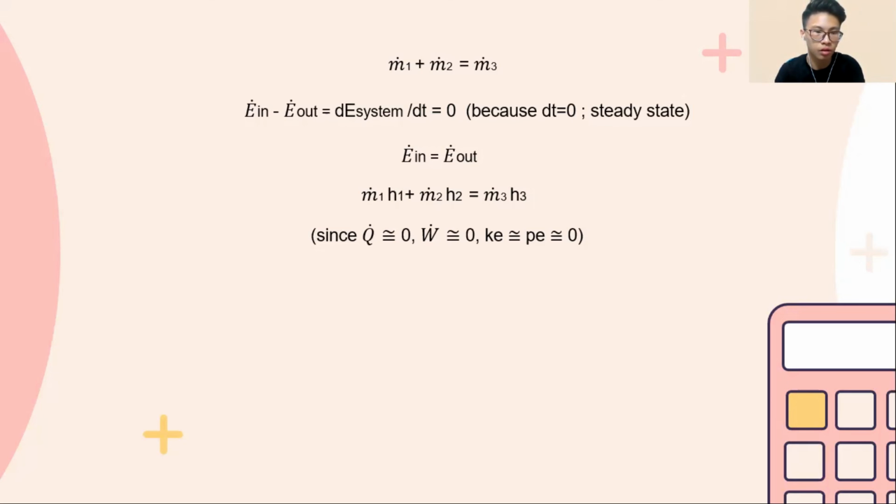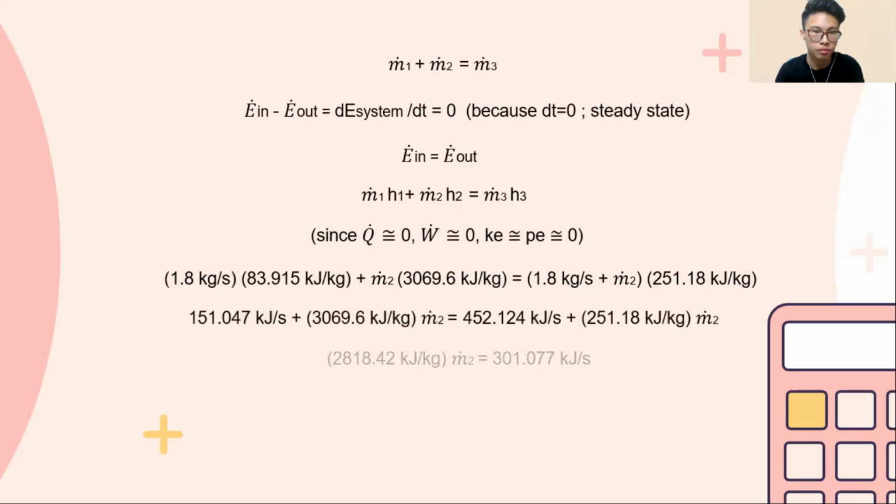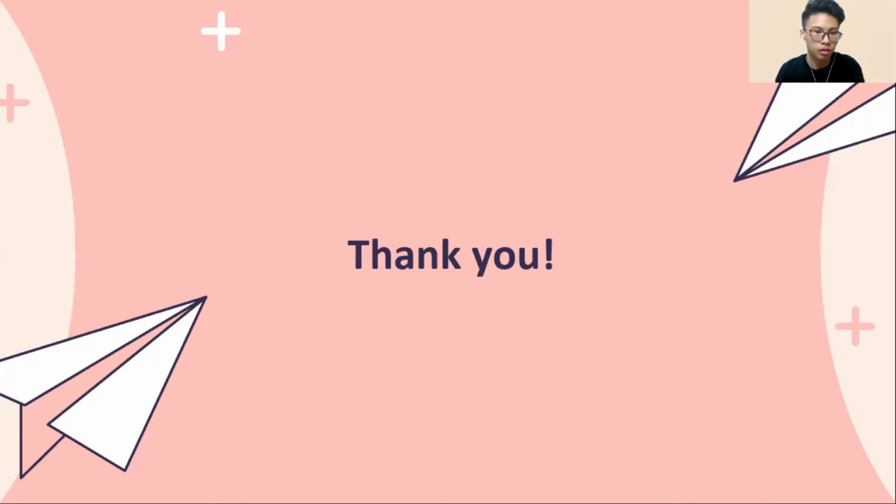Now, we substitute all the information we have into this equation. The final value for m2 is 0.107 kg per second.